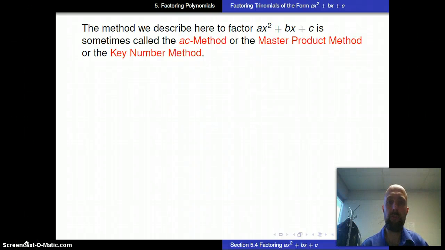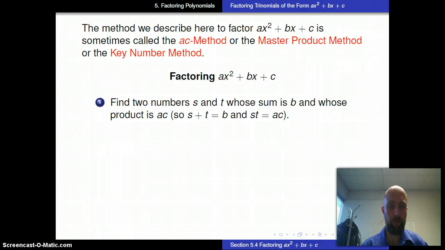The method we describe here to factor ax squared plus bx plus c is sometimes called the AC method, or the master product method, or the key number method. Here's a summary. Find two numbers s and t whose sum is b and whose product is a times c. So s plus t is b and s times t is ac.